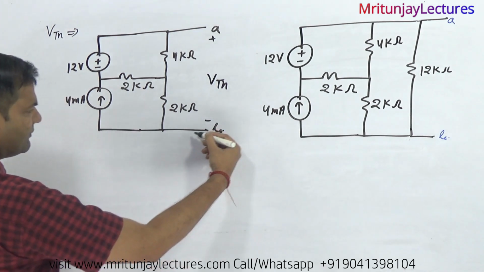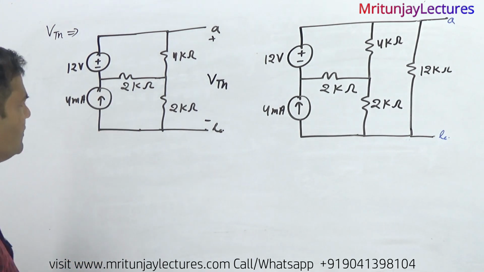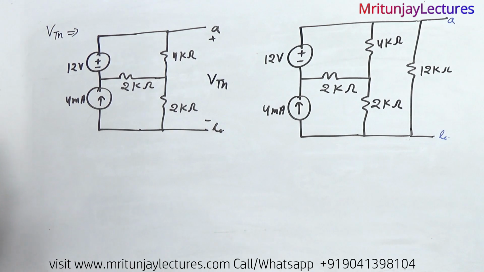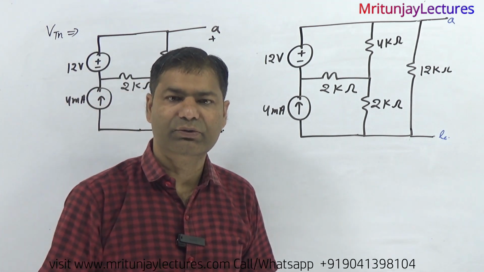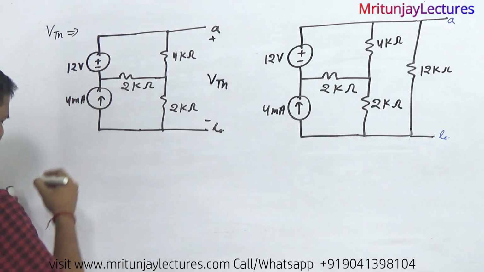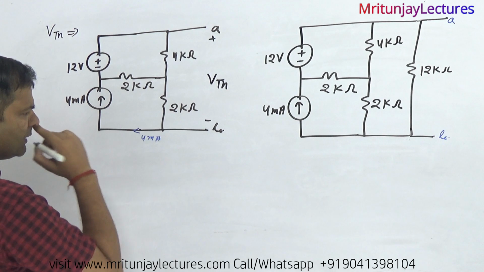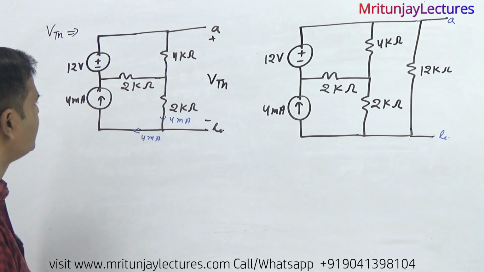Now if we follow this loop, this is the unknown voltage. You can follow this path or this path. If you follow this path, first of all determine the voltage corresponding to the current source. So how can we do it? I know that is 4 milliampere. It means in this branch also 4 milliampere, and that is also 4 milliampere. Clear or not?